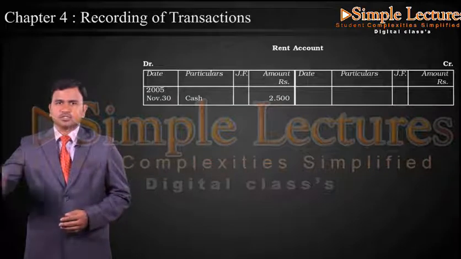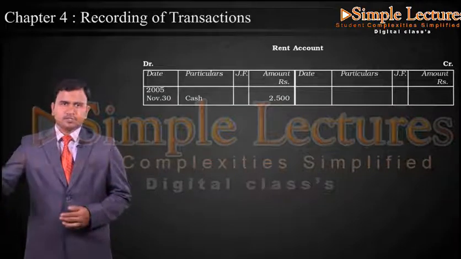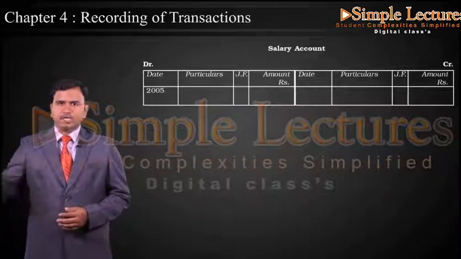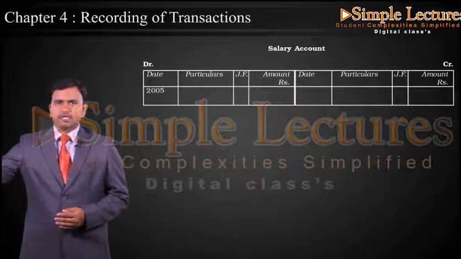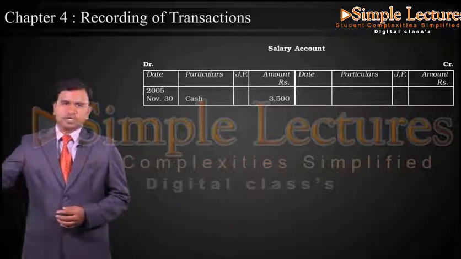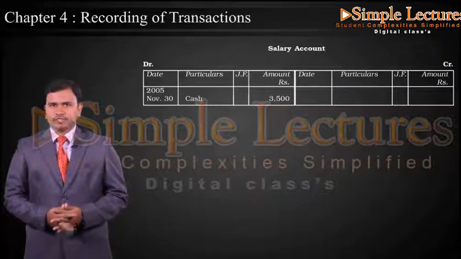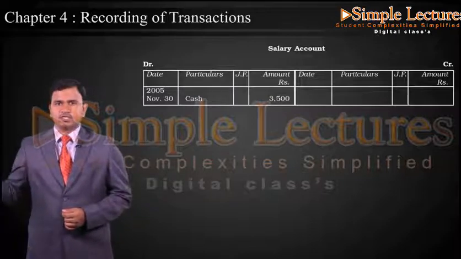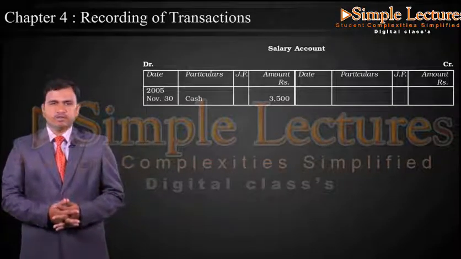Again it should be posted to the debit side. So again title of the table salary account. Format remains the same, and entry will be taken in the debit side date November 30th to cash account 3,500. Then close the account 3,500 in the debit side, and in the same line in the credit side 3,500.